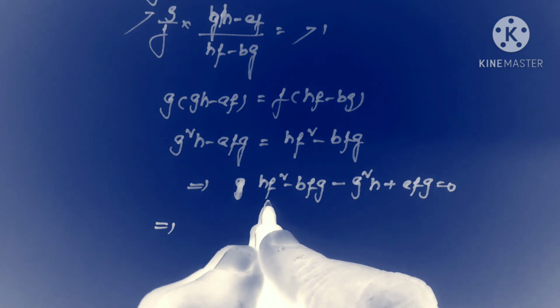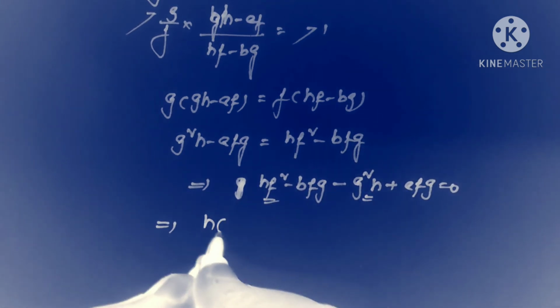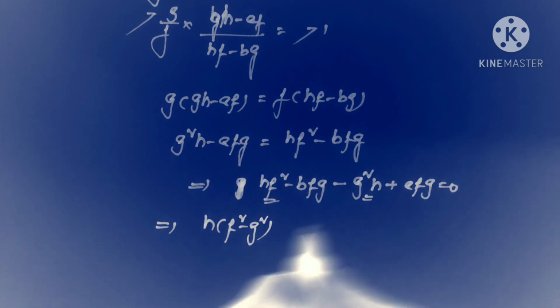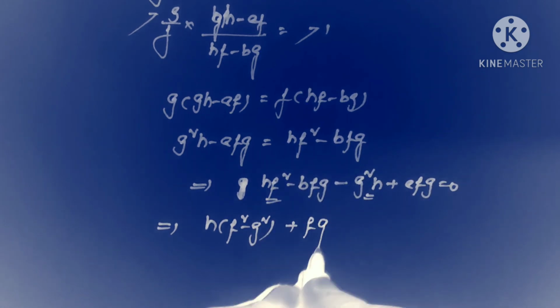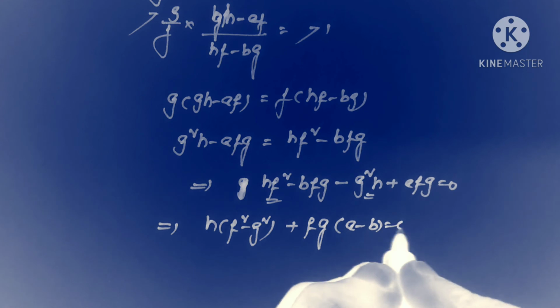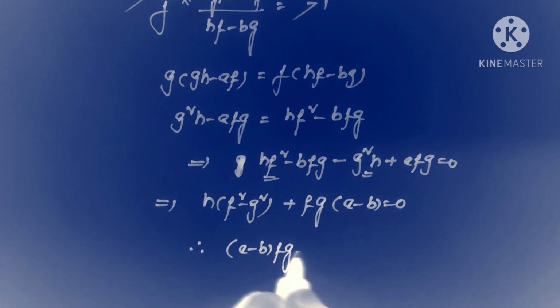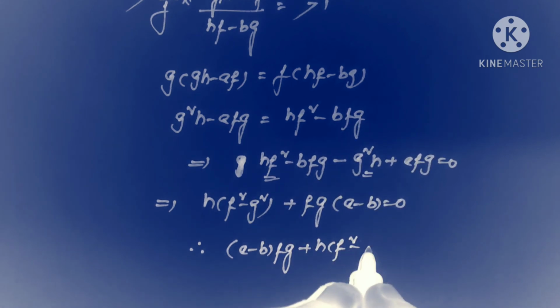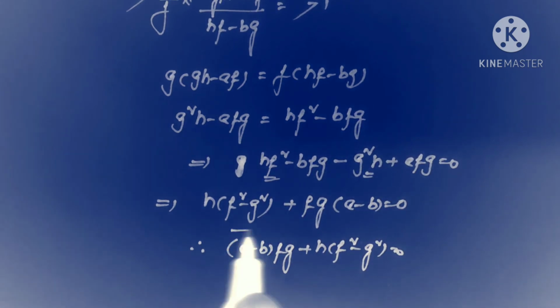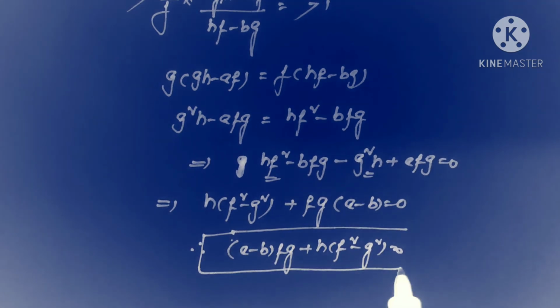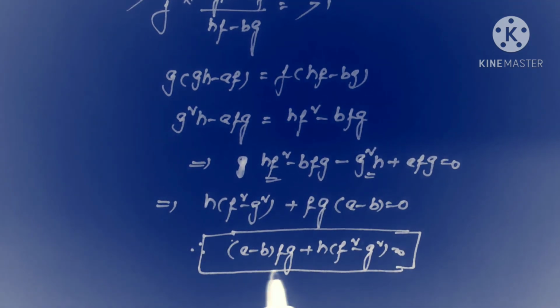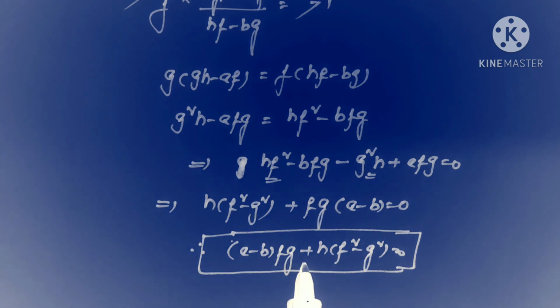Converting these two terms to this side, that implies taking h common from the first and third terms, that is h into (f square minus g square). Now taking fg common from the remaining two terms, fg into (a minus b) equal to 0. Therefore the answer is (a minus b) into fg plus h into (f square minus g square) is equal to 0. Most important condition for the objective problems also. If the equations S equal to 0 and S dash equal to 0 represent a rhombus, then the condition is (a minus b) into fg plus h into (f square minus g square) equals 0.